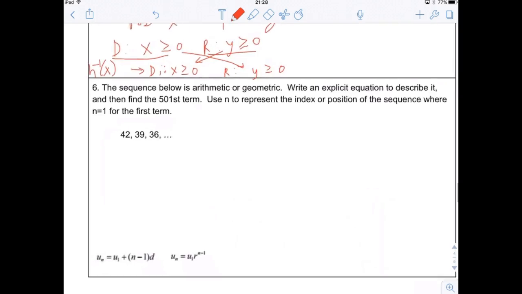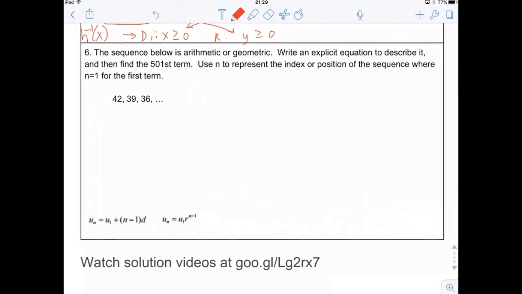All right, number 6. The sequence below is arithmetic or geometric. Write an explicit equation to describe it and then find the 501st term. Use n to represent the index or position of the sequence where n equals 0 for the first term. I put 2 formulas here for you to use so you don't have to memorize them. One is for arithmetic and one is for geometric sequences. This one is for arithmetic and this is for geometric.